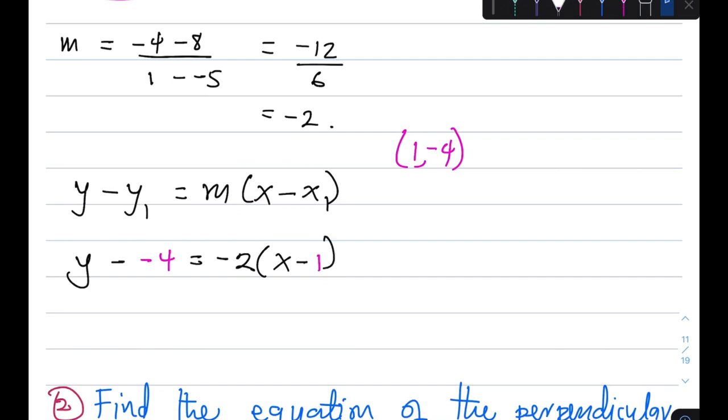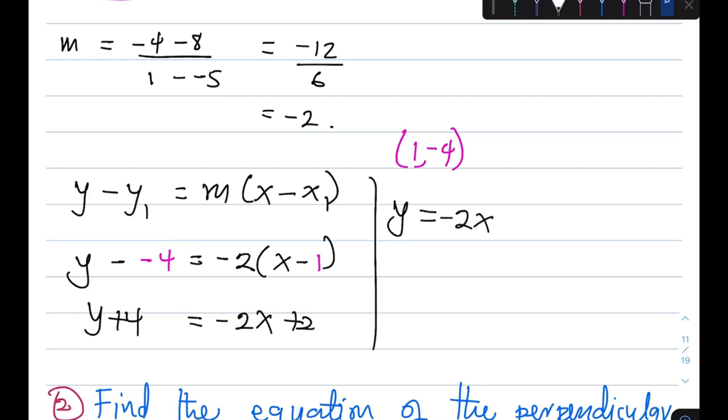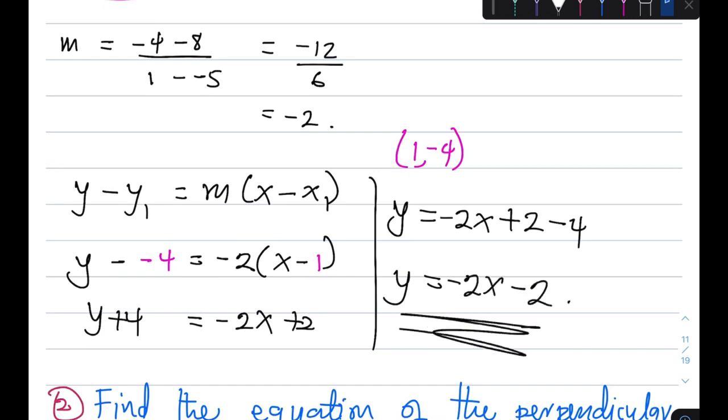All right, so now let's solve. So we have y plus 4 is equal to negative 2x plus 2. And this is definitely going to give us y is equal to negative 2x plus 2 minus 4, giving us y is equal to negative 2x minus 2, okay? And then you are done.